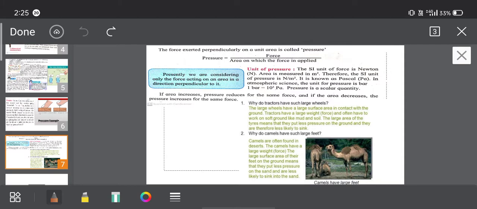Pressure is also defined as the force exerted perpendicularly on a unit area. The basic formula of pressure is F upon A, force per unit area. So pressure is F upon A. This is the basic formula of pressure, force per unit area.